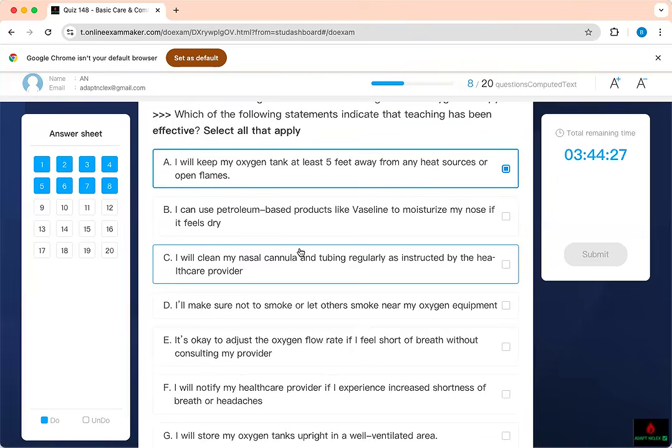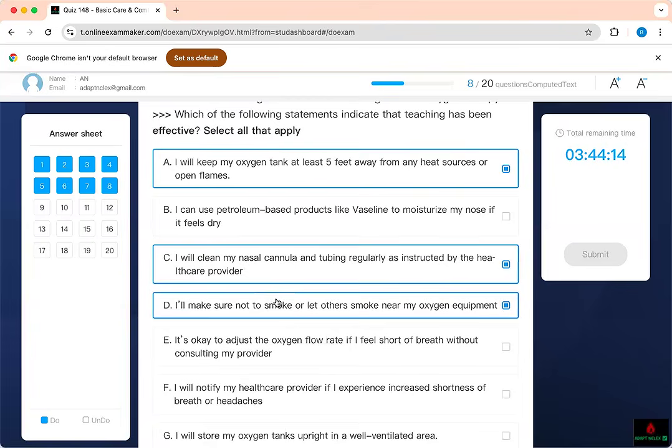Don't use it. "I will clean my nasal cannula and tubing regularly as instructed by the healthcare provider." Nothing wrong with cleaning that. "I will make sure not to smoke or let other people smoke near the oxygen." Excellent. "It's okay to adjust the oxygen flow if I feel short of breath without consulting."